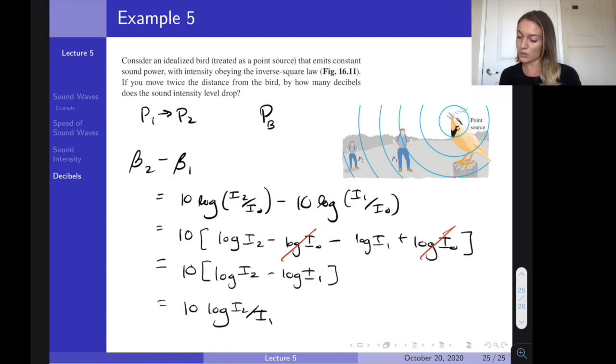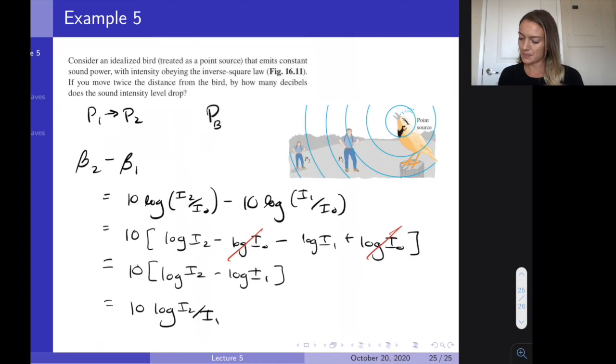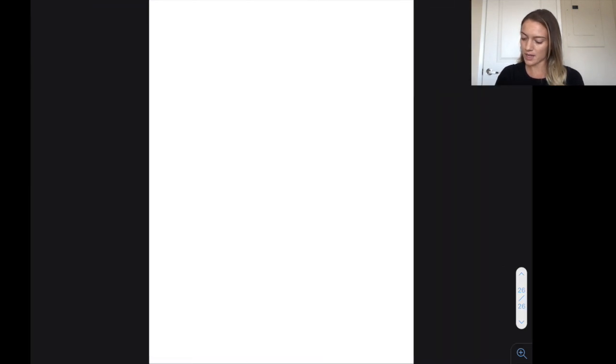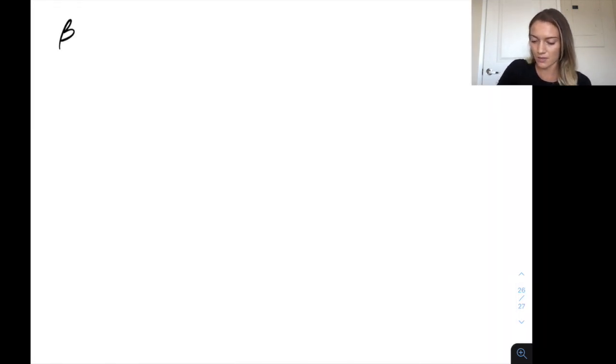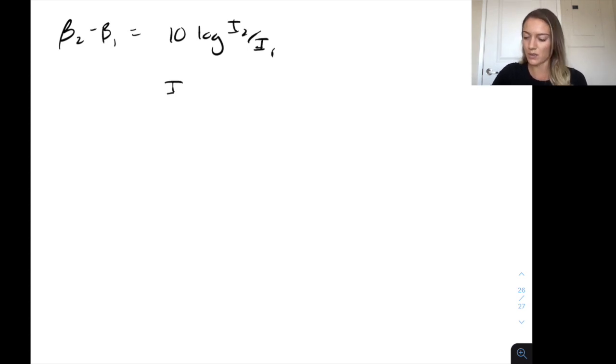So here we said we moved twice the distance from the bird. What's the ratio of I2 and I1? How do those relate depending on the distance? Well, we had that in one of our previous lectures, chapter 14, I think. So we have beta 2 minus beta 1 is 10 log I2 over I1. The ratio of I2 to I1, remember from our previous lecture, was the radius 1 squared over the radius 2 squared. So I can just replace this ratio with that ratio.